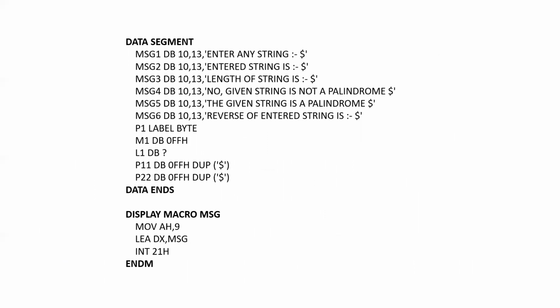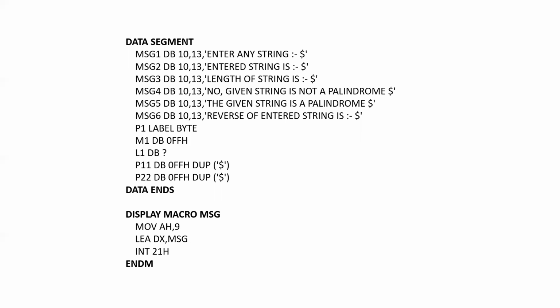Data segment. In the data segment, you are defining certain things. MSG1 is nothing but message one, where you're allocating a size of data byte. Then 10,13 is to enter a particular string and get back to the starting location of a line. So we require 10,13, which I've already explained. So message one is nothing but enter any string. It will take the input from the user.